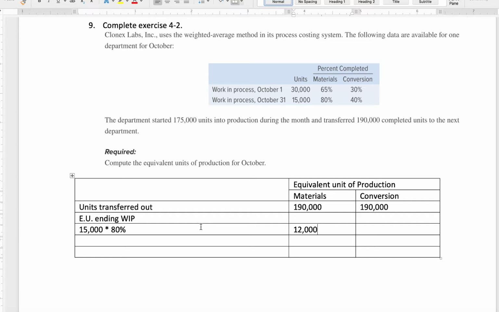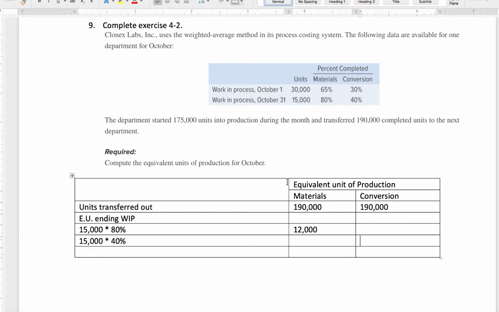Okay? I'm going to do the same thing with respect to conversion costs. Conversion costs are, I added 40% to that ending WIP. Again, what are my ending units? Well, the problem already tells us that I have 15,000 partially completed units. So 15,000 times what percent are those 15,000 units completed with respect to conversion? 40%.